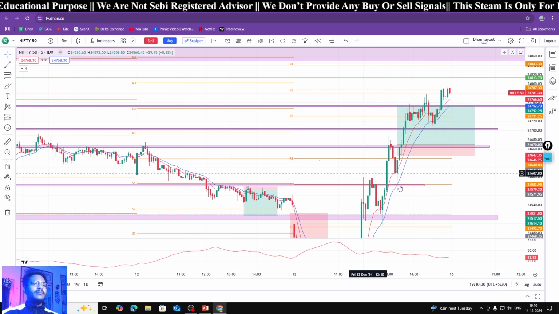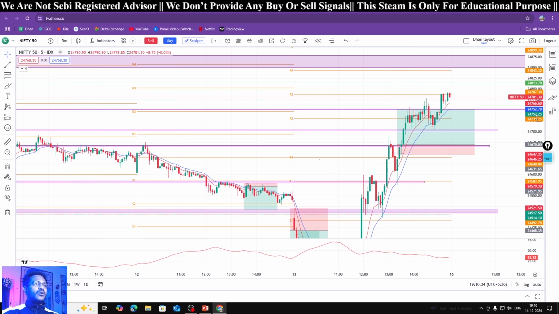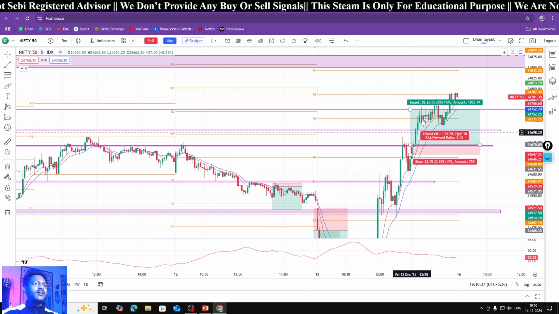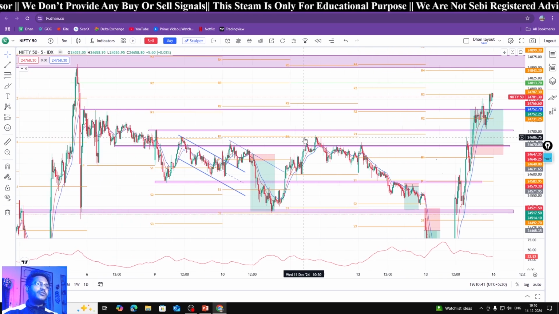So this is how the market normally moves on a day-to-day basis. Your job is to properly identify where to enter and where to exit. If you could master this, you could easily make plenty of money in the market.